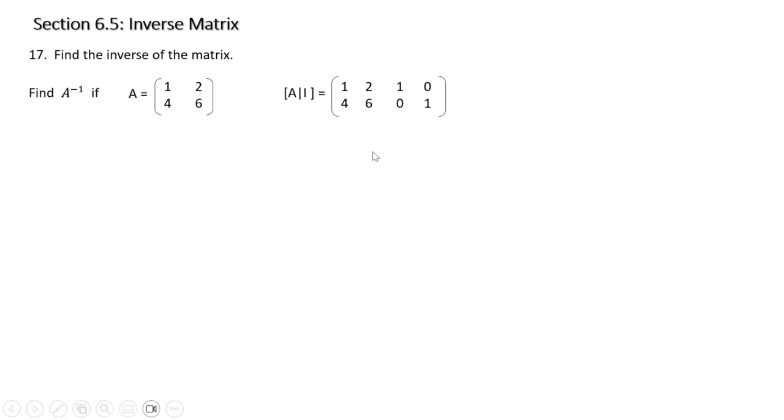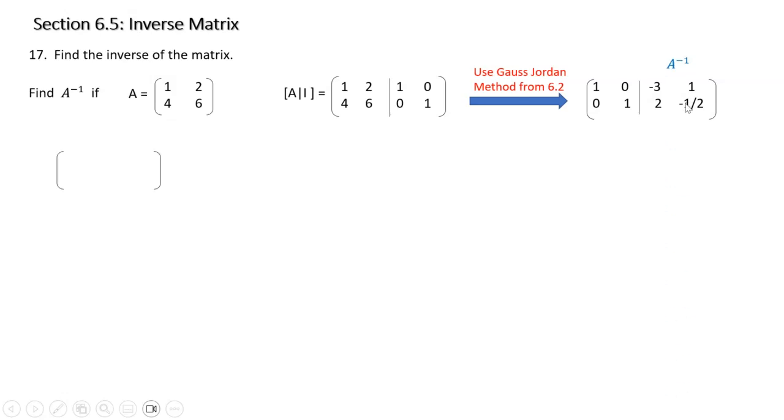Okay, now find the inverse of the matrix. For the inverse, there's 2 ways to get the answer. This is called matrix A, and this is called the identity of matrix A. So you're going to use the Gauss-Jordan method from 6.2, and this will be your solution on the left side, on the right side. What you do here, guys, you try to put the identity on the left side, and then whatever matrix is left on the right side, that'll be your answer. So in this case, this is my solution. And here's how we do the work. The answer will be negative 3, 1, 2, and negative 1/2.